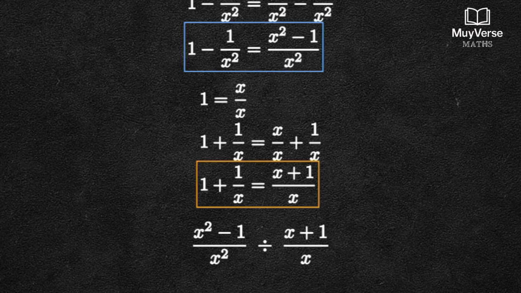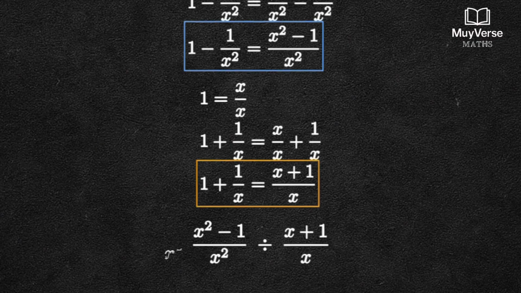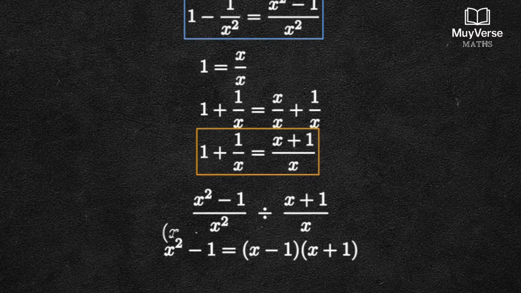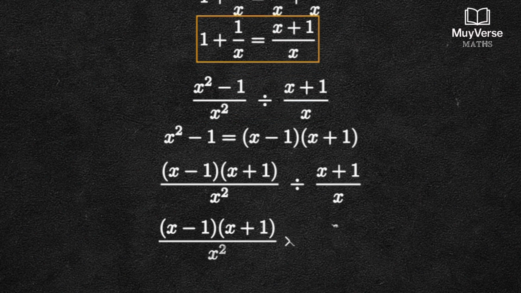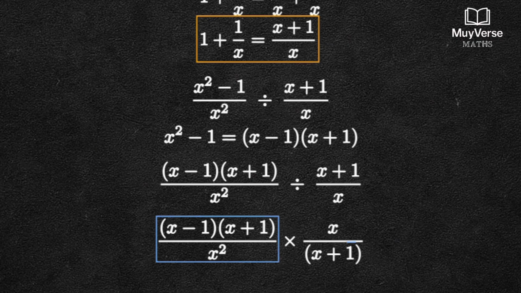Factor the numerator x squared minus 1 as a difference of squares. x squared minus 1 equals x minus 1 times x plus 1. Step 3. Change division to multiplication by the reciprocal. We multiply by x over x plus 1.